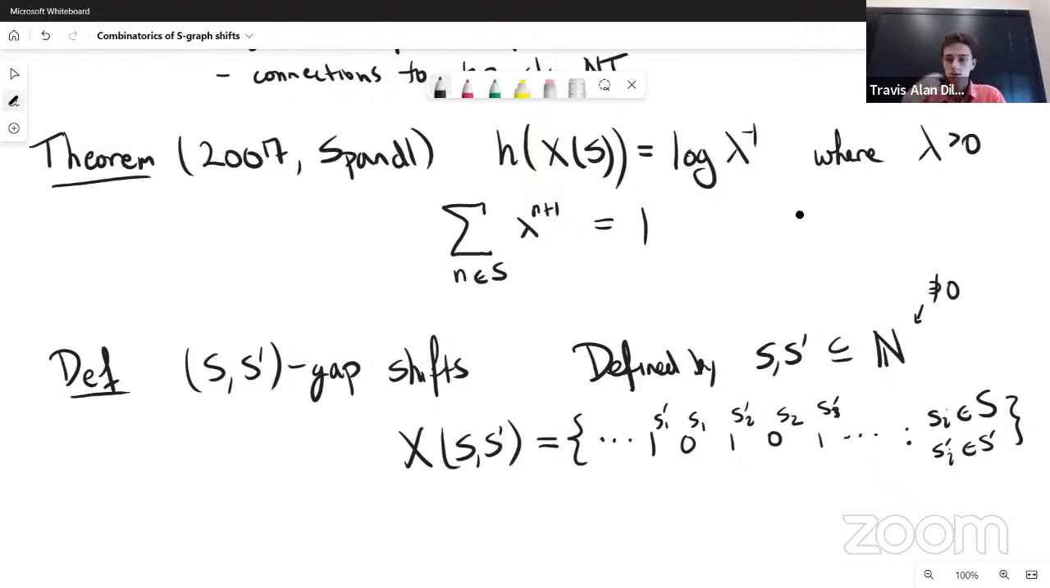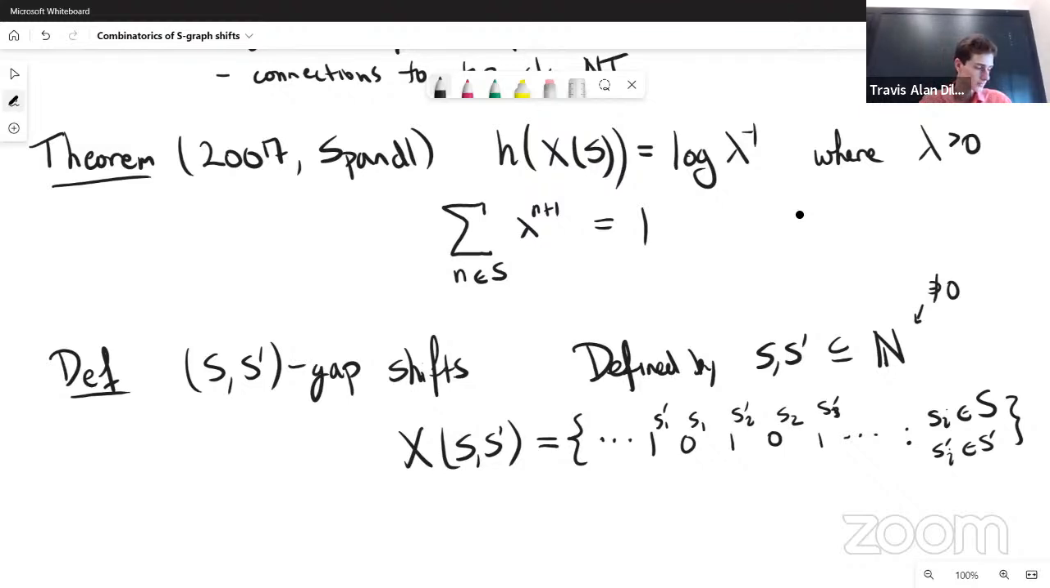And there are a series of papers that studied much of the similar things for S prime gap shifts as there were for S-gap shifts. You can ask many things. Many results transfer with not too much work. Some of them don't. For example, the conjugacy problem within the class of S-gap shifts has been solved, but even for S prime gap shifts, it's not solved. So there are some things that transfer. There are some things that become harder, unsurprisingly.